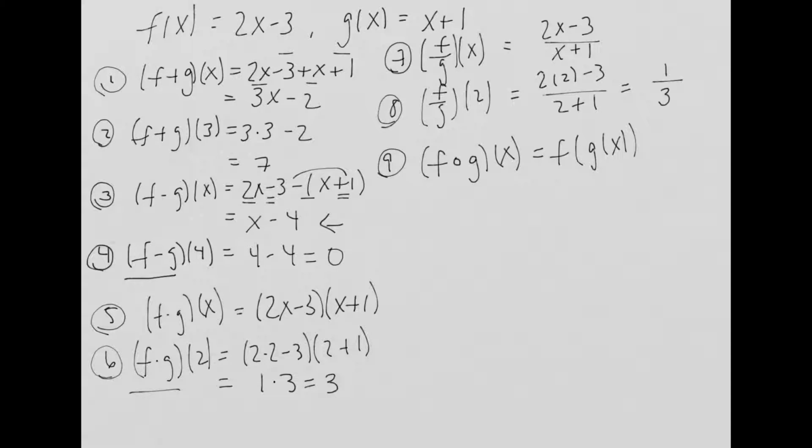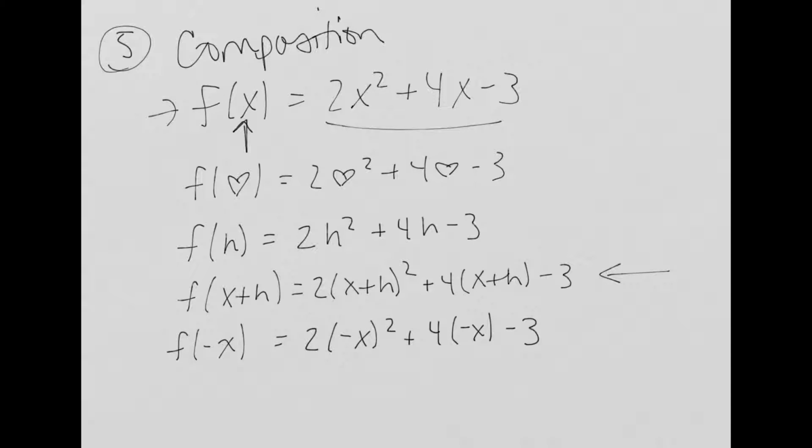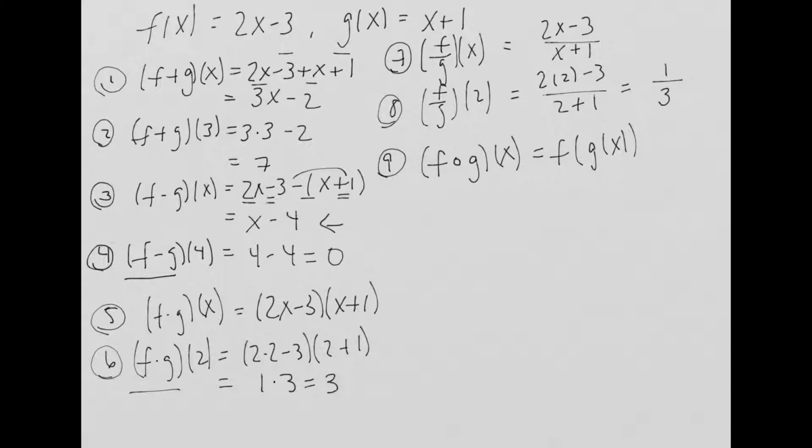Remember previously we said that whenever you see f of something, that just means plug that something in everywhere you see an x. So I'm trying to do f of g of x. So everywhere I see an x in f of x, I'm going to put a g of x. So that's 2 times g of x minus 3. So everywhere I saw an x in my function f, I plugged in g of x. But now we know what g of x is. It's x plus 1.